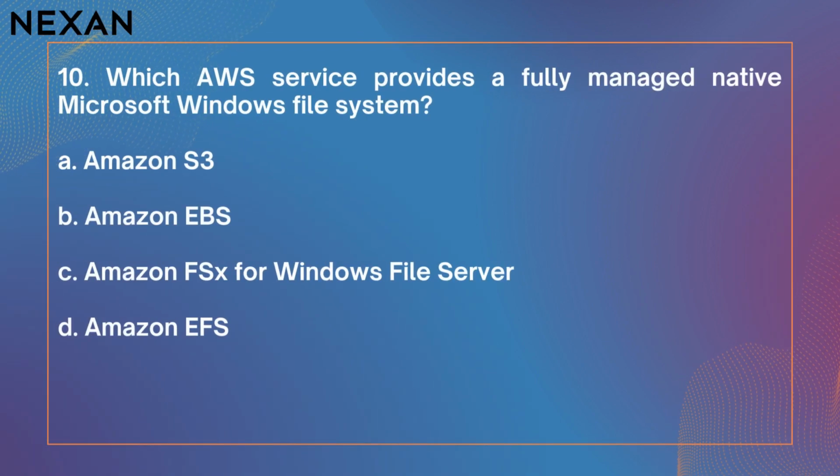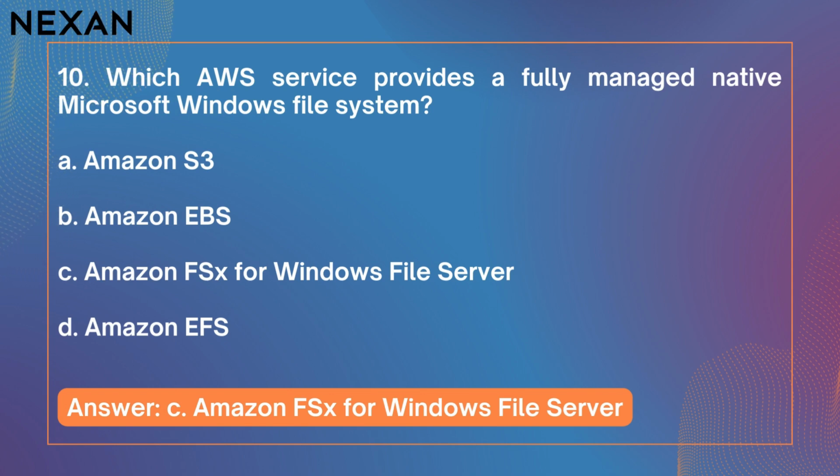10. Which AWS service provides a fully managed native Microsoft Windows file system? A. Amazon S3. B. Amazon EBS. C. Amazon FSx for Windows File Server. D. Amazon EFS. Answer: C. Amazon FSx for Windows File Server.